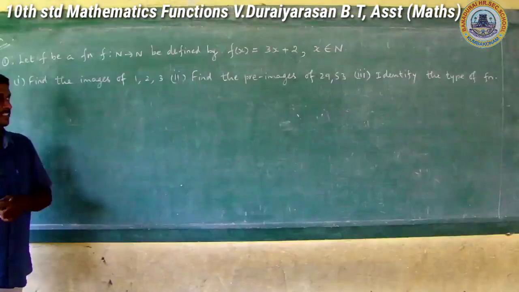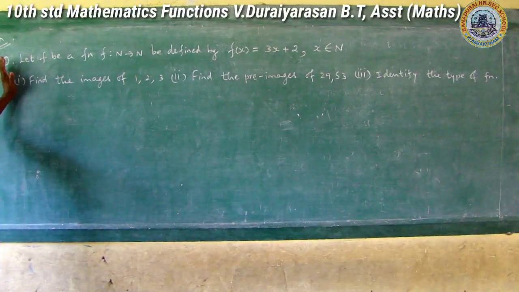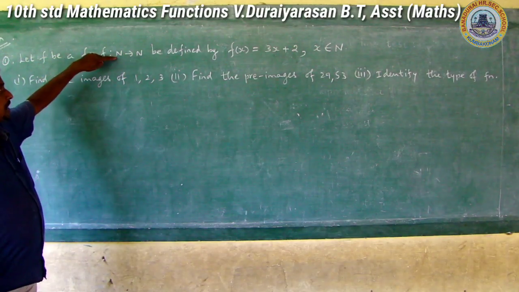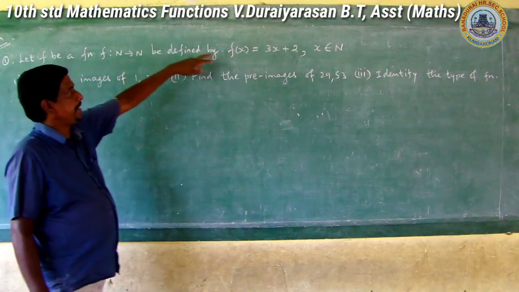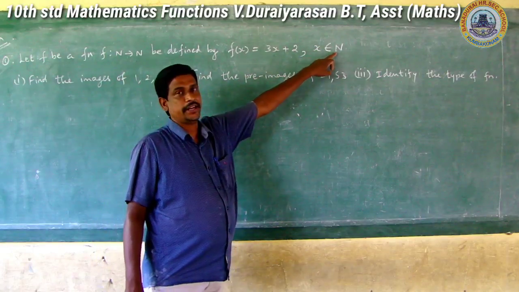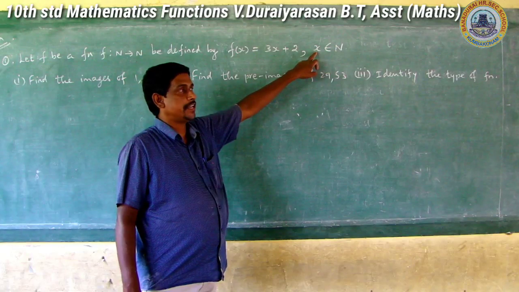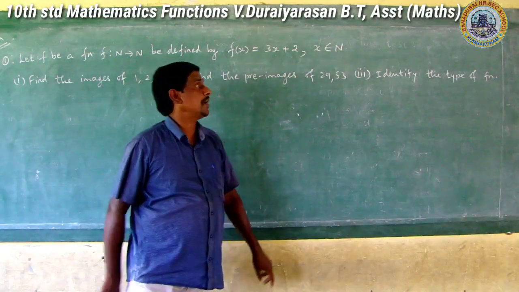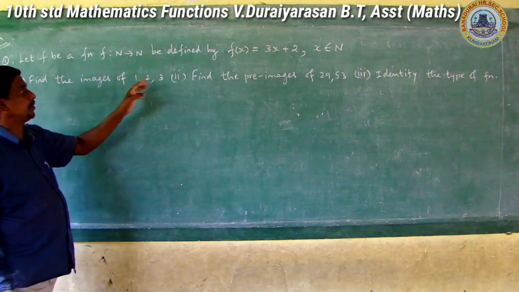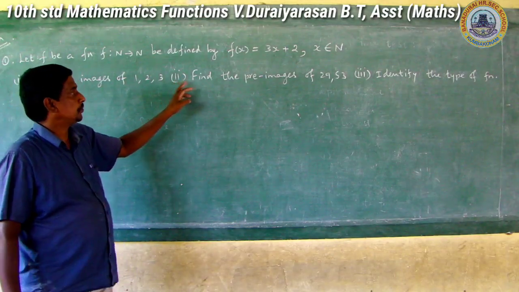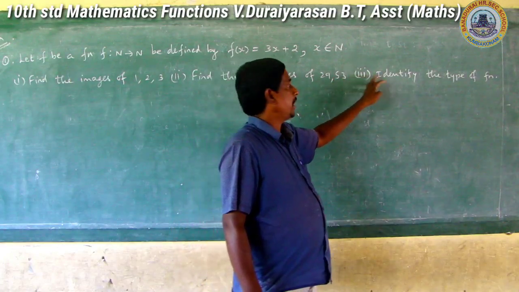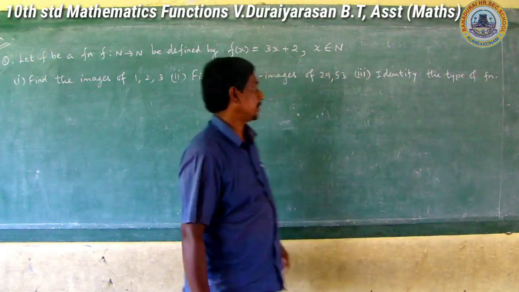That's all. Next, 5 more questions. Let f be a function from N to N. N means natural numbers. We define f of x equal to 3x plus 2, where x belongs to N, all the values of x belonging to natural numbers. So what is the question? Find the images of 1, 2, 3. Question number 2: find the images of 29 and 53. Third one: identify the type of function.